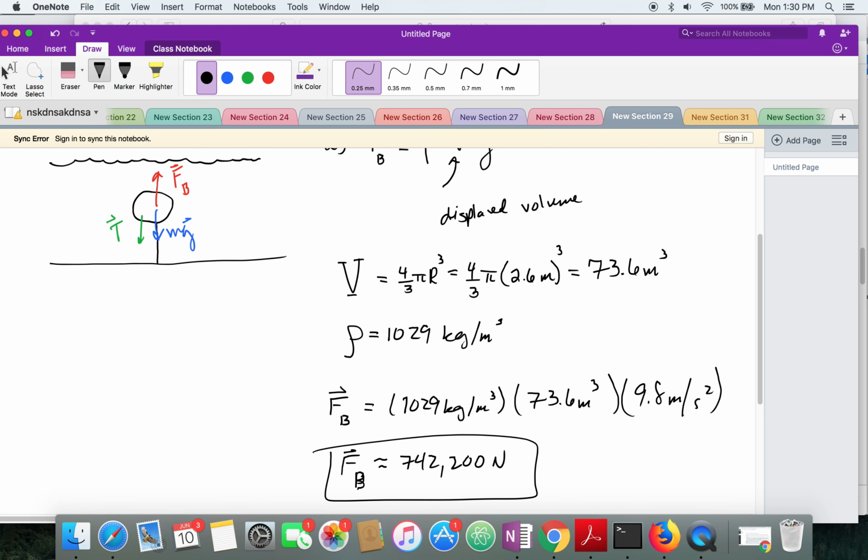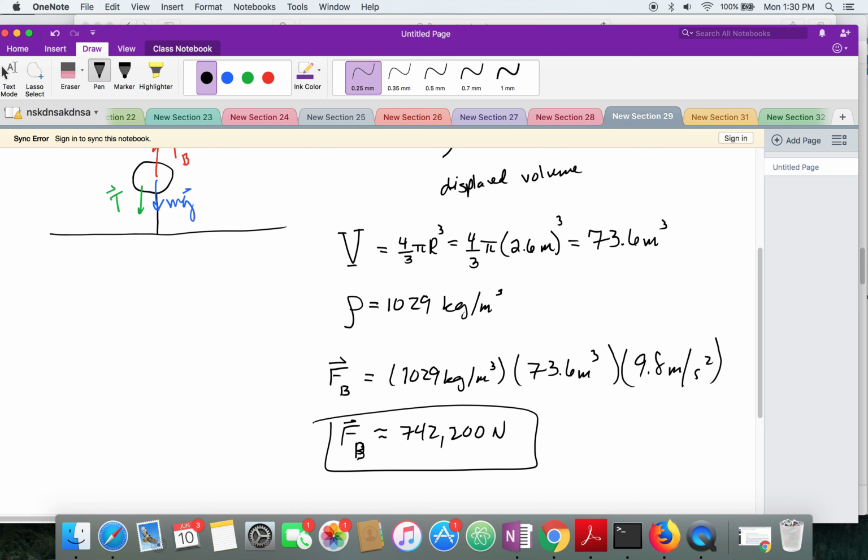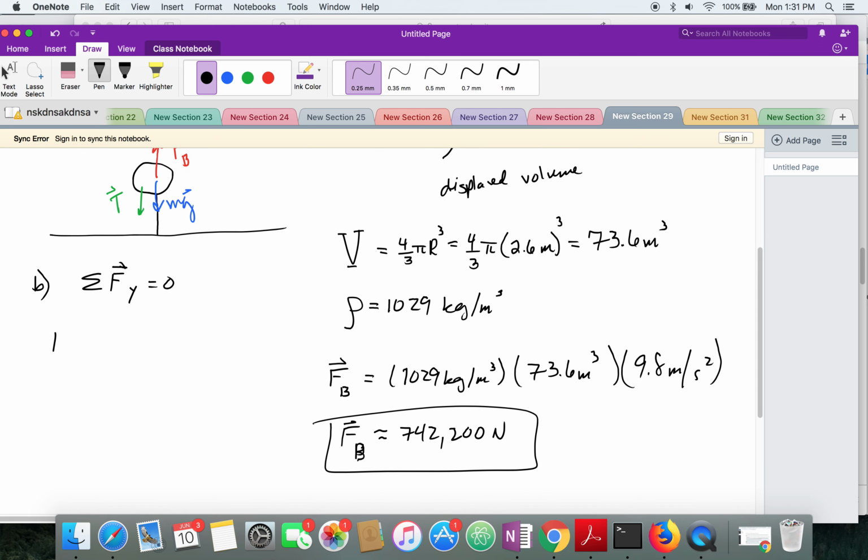So now for part B, they want the tension. We can set this up by saying we're in equilibrium, so the sum of the forces in the y direction is 0. The buoyant force points up, tension points down, and the weight points down, and that equals 0.